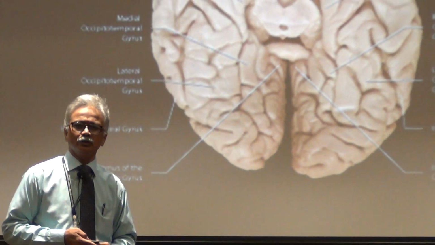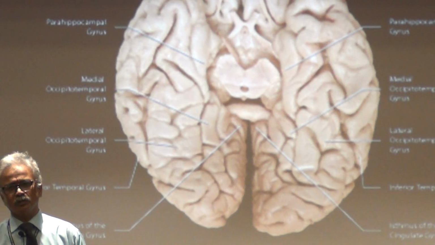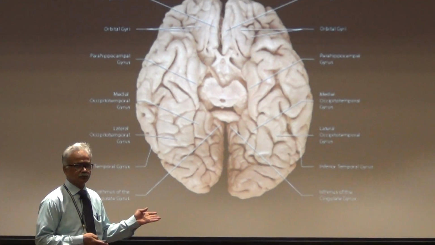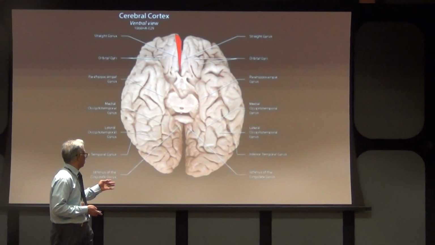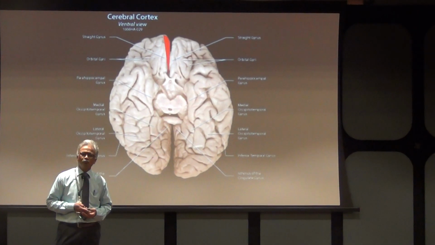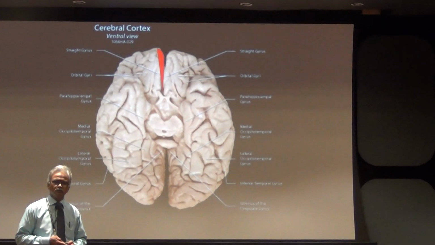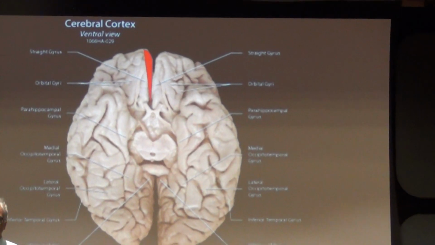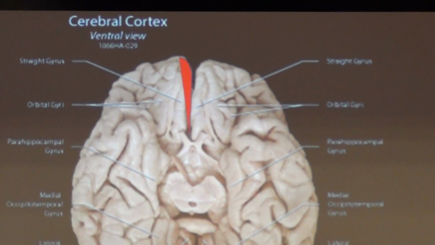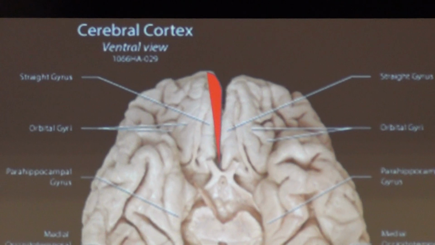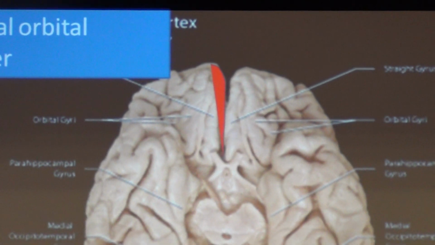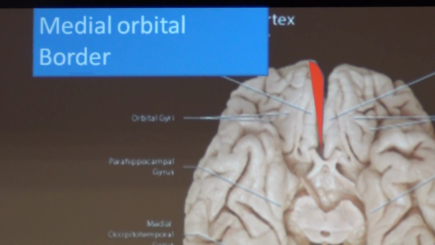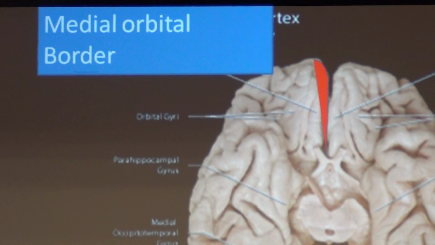Now this is the inferior surface, wherein you can observe the other two borders. This is the medial orbital border. This medial orbital border separates the anterior part of the medial surface from the anterior part of the inferior surface. This is the medial orbital border.